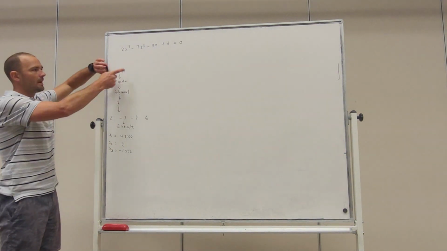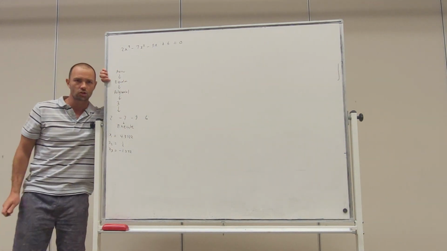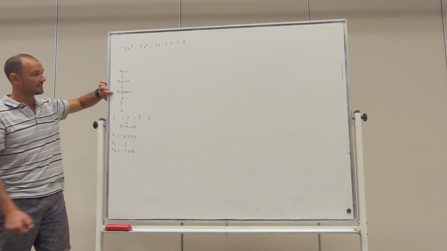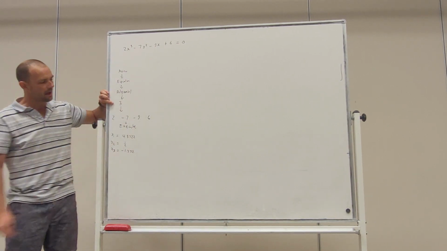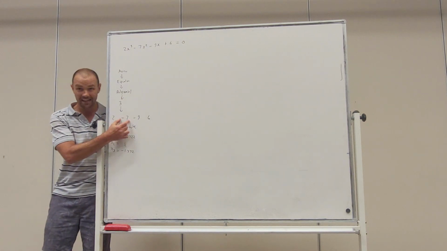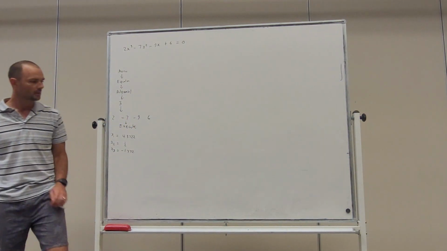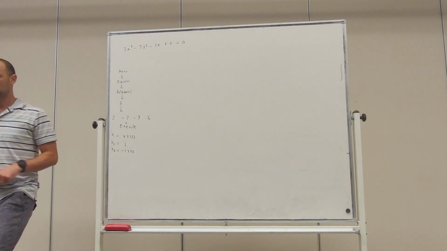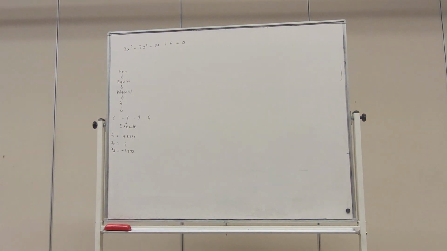We go into the main menu, we go to equation, we select polynomial. It's a cubic polynomial because the leading power is a 3. We type in each of these coefficients, press execute, and it's going to come up with those solutions there.